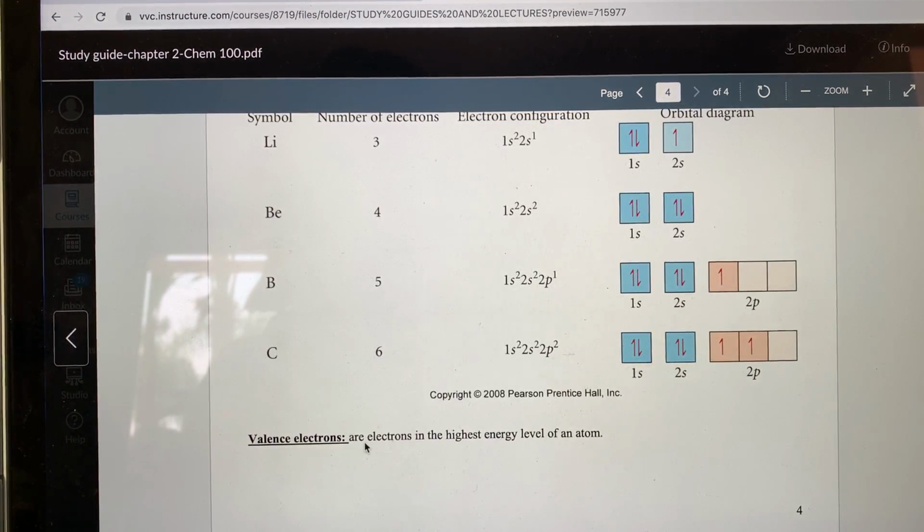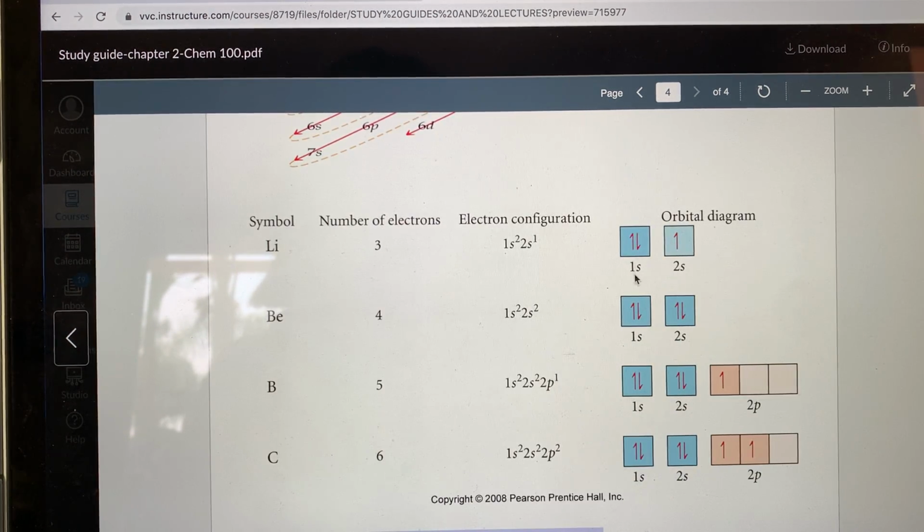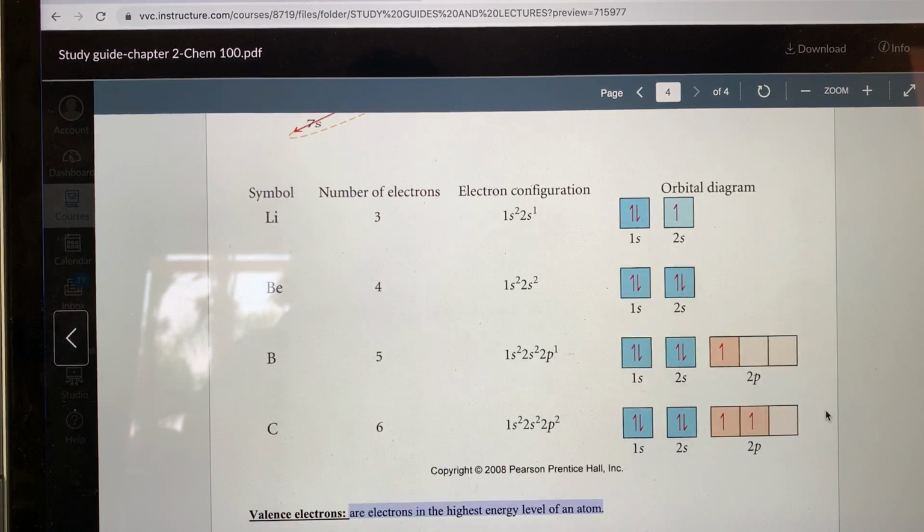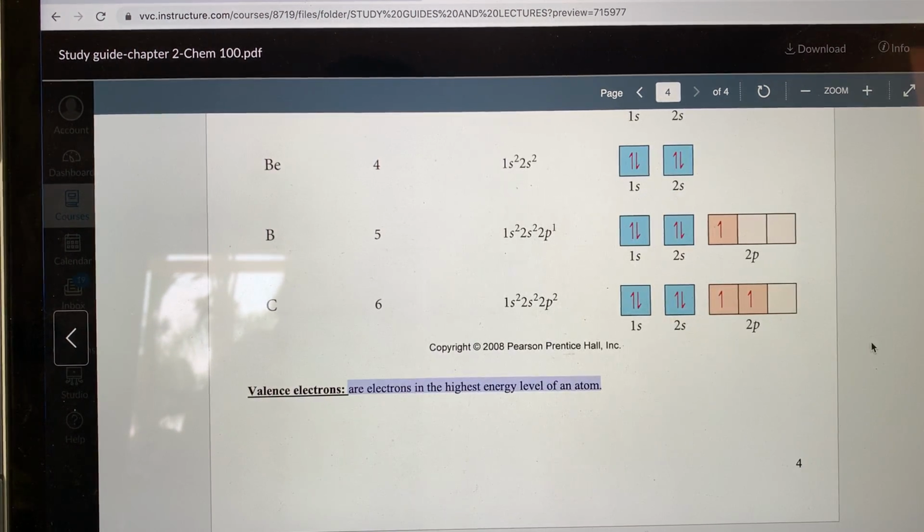Notice that valence electrons are electrons in the highest energy level. So we don't count the first level, unless there's nothing in the second level. If you have something in the second level, you only count the second level, and that's known as valence electrons. So if you look at lithium, that's one valence electron. You look at beryllium, that's two valence electrons. Remember, you don't count the first level. You look at boron, you have two here, but you have one here as well. So that's three valence electrons for boron. And finally, carbon has two here plus two, that's four valence electrons. And so on and so forth. If you have more, then we can keep going and keep going.